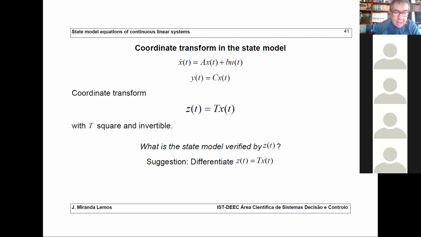Okay. My suggestion is for you to differentiate z, and remember that z is Tx, and T is constant. If you multiply T by x and compute the derivative, the derivative of Tx is just Tx dot. So it's very simple to differentiate.